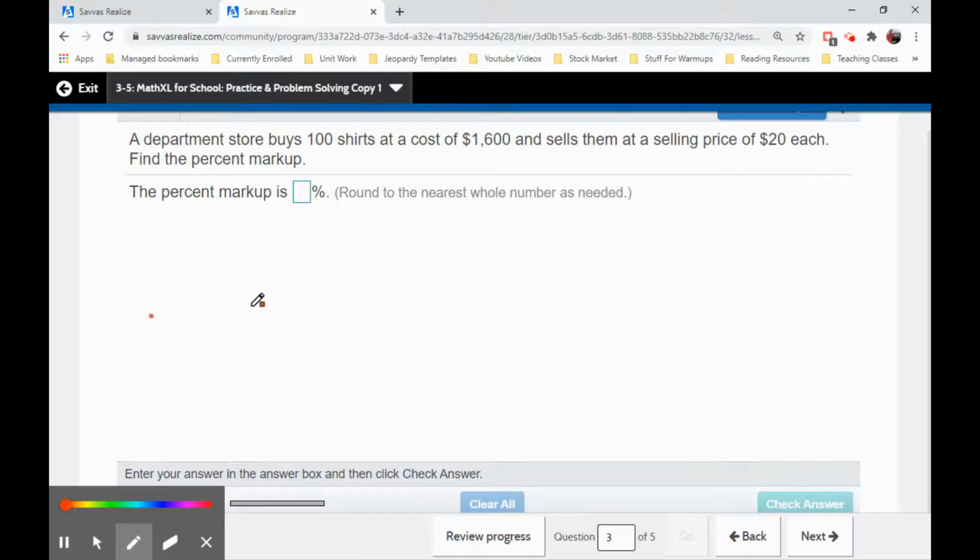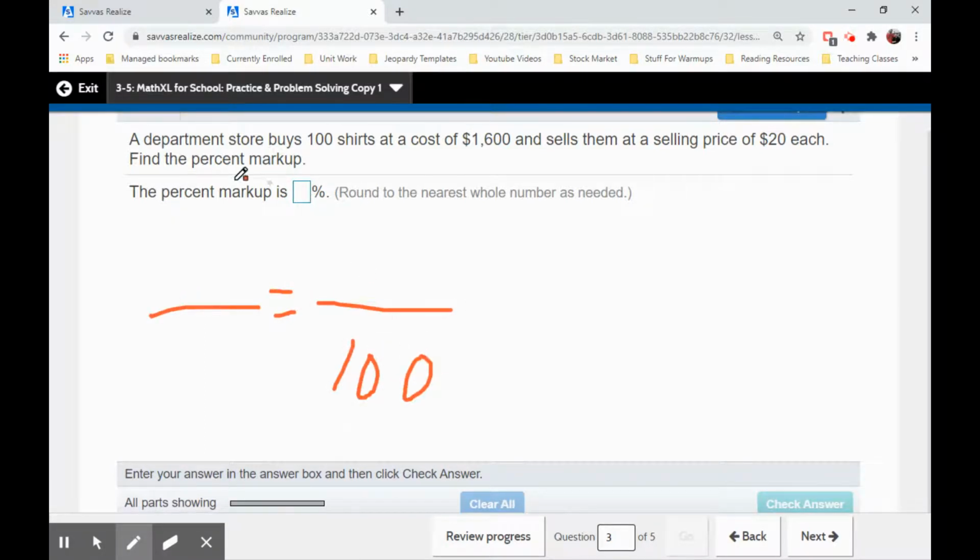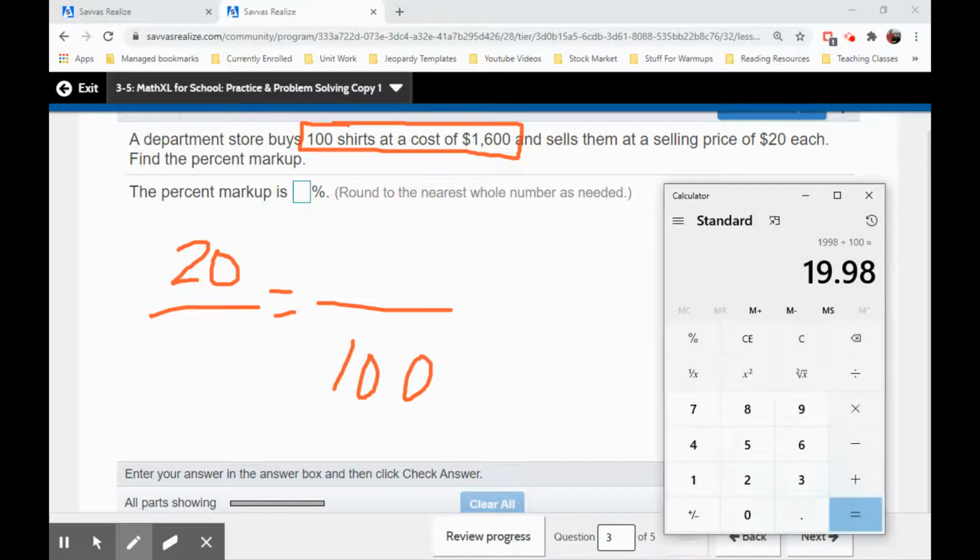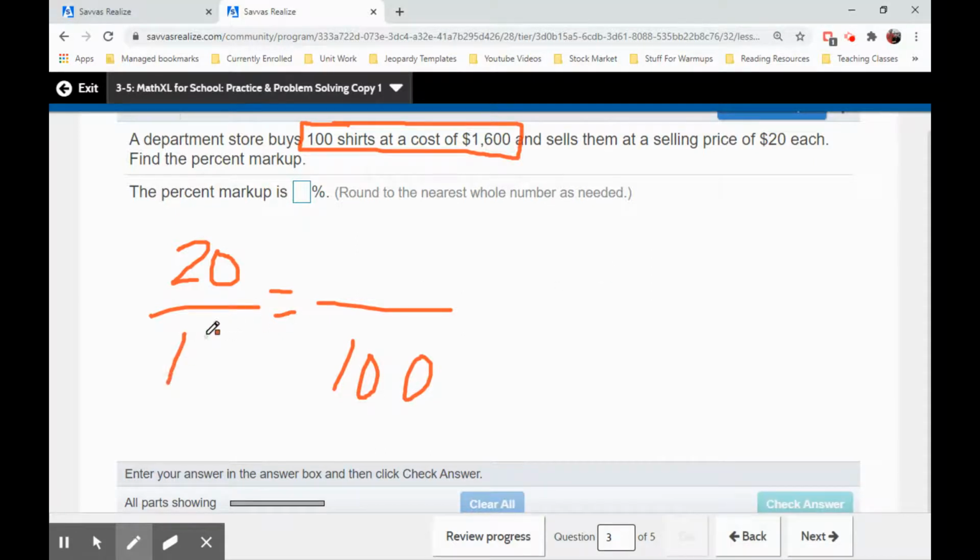So it says a department store, and before we do this, I'm going to draw this in here. It says a department store buys 100 shirts at a cost of $1,600 apiece and sells them at a selling price of $20 each. What is the markup? So the new sale price is $20, but we don't know how much each shirt costs. So we're going to have to divide to figure that out. We're going to have to find a unit rate here. 1,600 divided by 100 shirts tells us that the original cost of each shirt was $16.